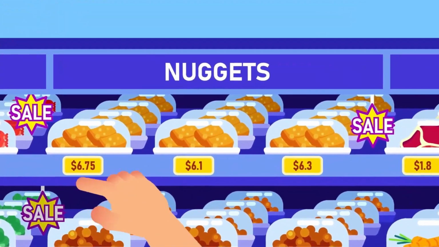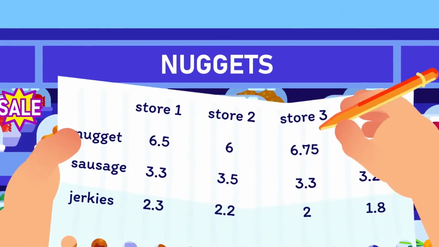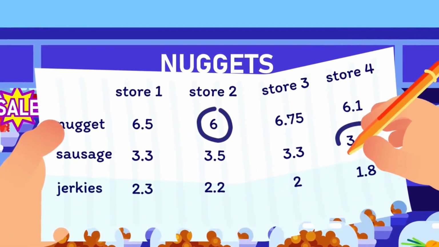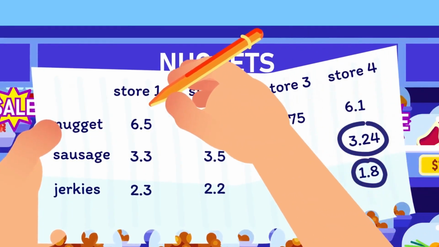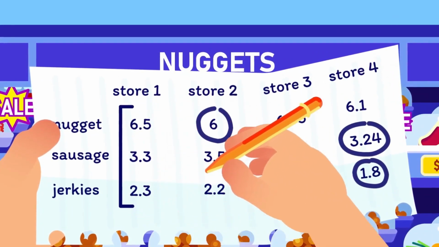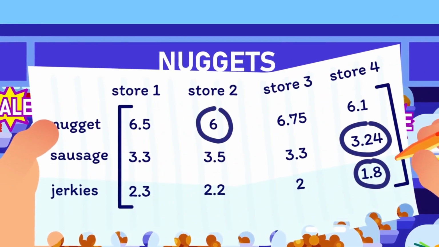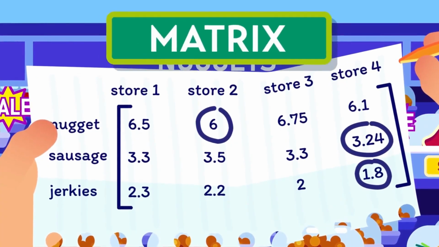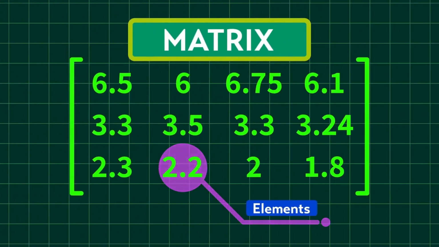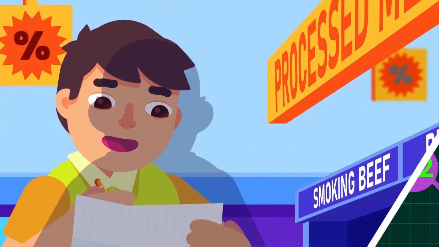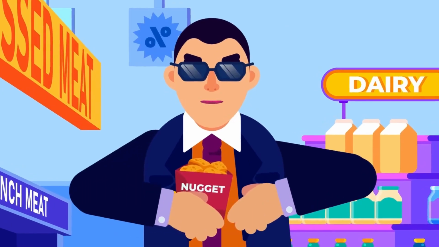Let's say you suddenly, out of your own goodwill, want to help your mum compare the prices of chicken nuggets, sausages, and beef jerky sold in 4 nearby grocery stores. You can rearrange the price data into a rectangular array and sandwich it with a pair of square brackets. This is what we call a matrix, or matrices in plural. The data in the array are called entries or elements, and they can appear as number, function, or equation. Let's call this price list matrix Matrix M for Mum.